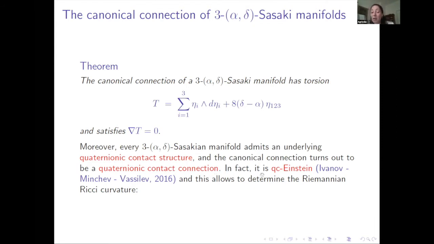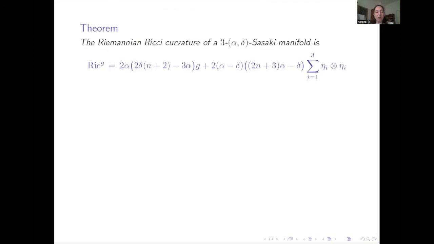Moreover, it's actually QC Einstein, which is a relatively recent notion, and this allows us to determine the Riemannian Ricci curvature. So we have a full formula for the Ricci tensor, which looks like that. Now, if you look at it at first sight, so this is the Riemannian Ricci curvature. Okay, so you have here the metric and some coefficient in front. And here you have the eta I times xi I, okay, so the vertical part, with some other constant in front.